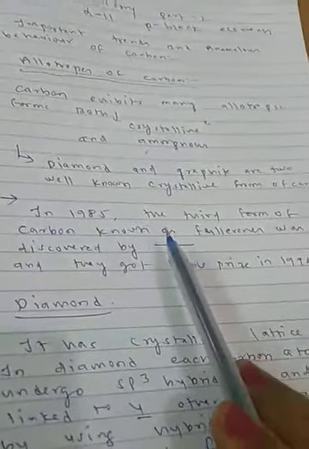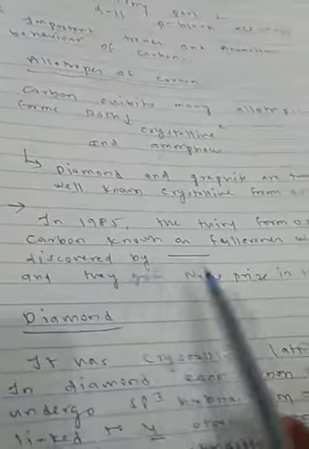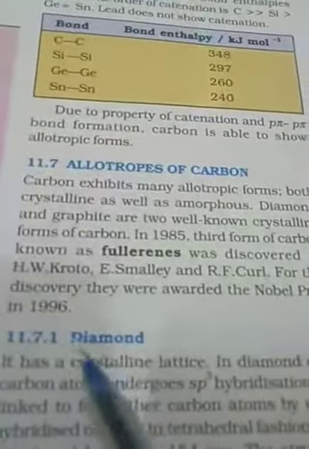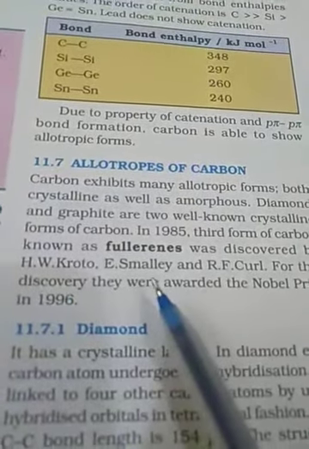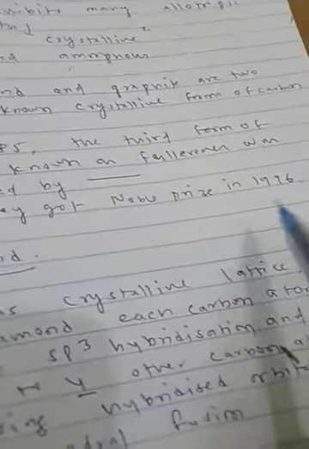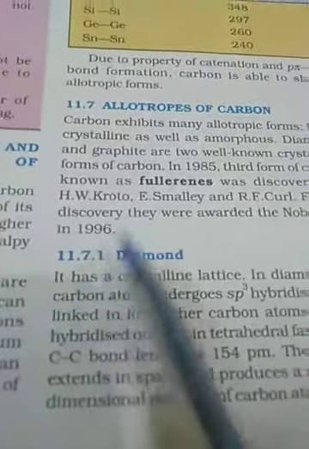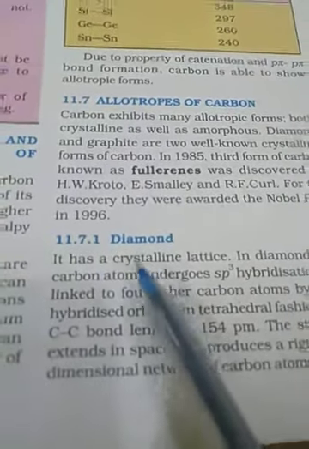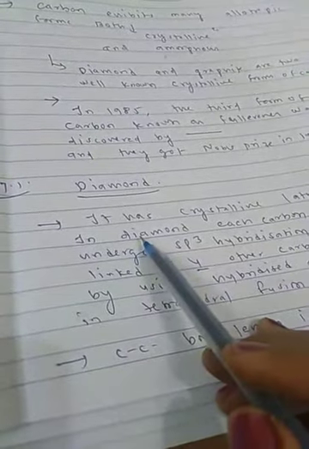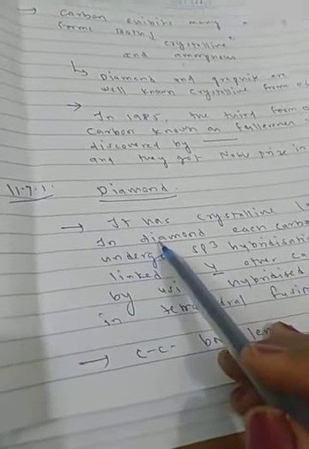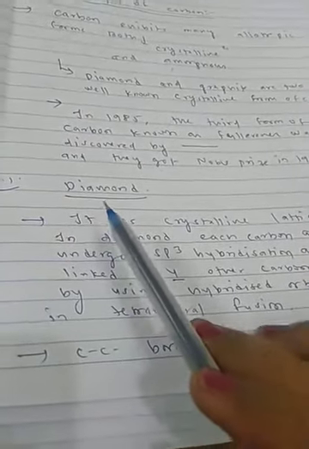Now in 1985, the third form of carbon known as fullerene was discovered by H.W. Kroto, R.E. Smalley and R.F. Curl. For this discovery, they got the Nobel Prize in 1996. So it is important for MCQs also. So here we are starting our first allotrope, that is 11.7.1, diamond. You already did this in 10th, I think: diamond, graphite and fullerene, meaning buckyball. We are starting with diamond.